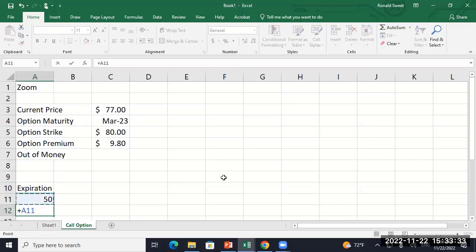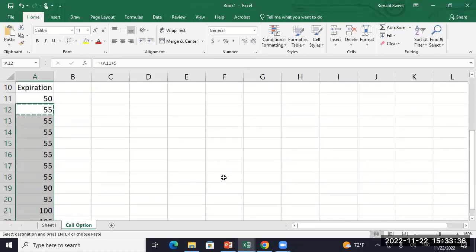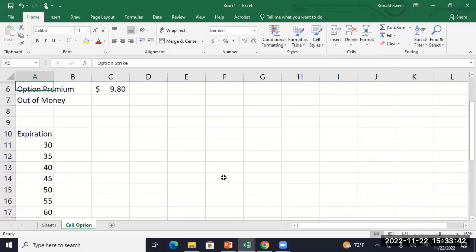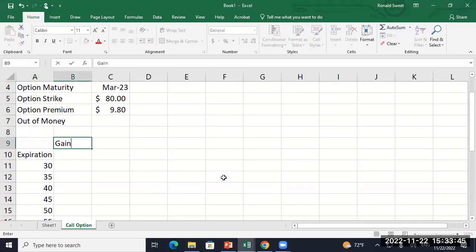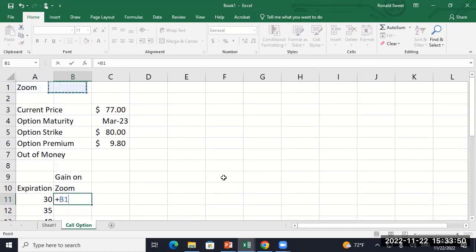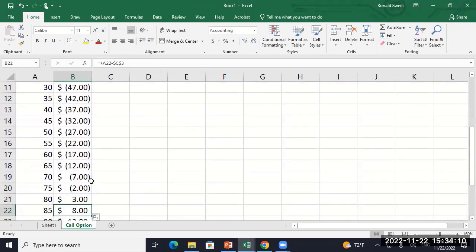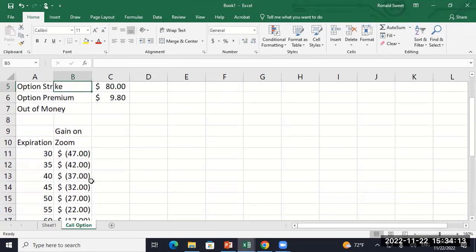Okay. So what we're going to do is, let's say at expiration, let's say Zoom's trading for $50. Let's say they're trading for $55. All right, I'm going to start even lower, 30 bucks. What is your gain on Zoom? Well, that's pretty easy. If you bought it today, you would have paid $77. But right now it's worth 30 bucks. So you have 30 bucks minus $77. You would have lost $47. That's kind of sad. And then it's just a straight line up. Once you get up to 75 bucks, you're only down 2, and then you start gaining. Just a straight line. Very, very simple.